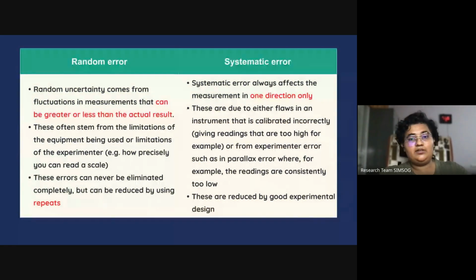For example, parallax error. Parallax error is when you are reading the volume of a liquid and you are reading it not from the eye level. So the readings will consistently be too low or too high. Systematic errors can be reduced by good experimental design, and systematic error is what we will be focusing on today.